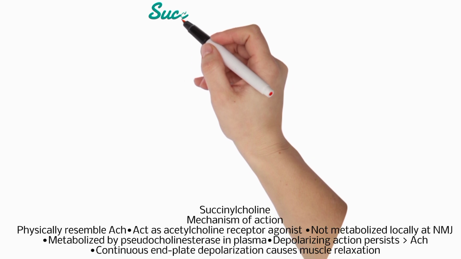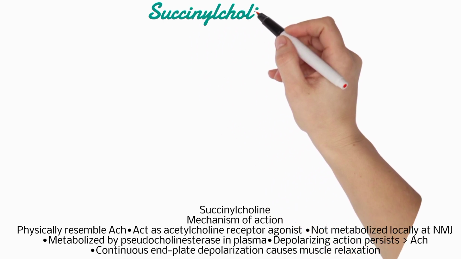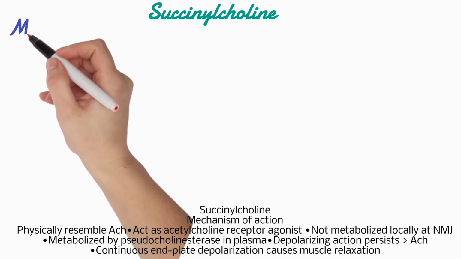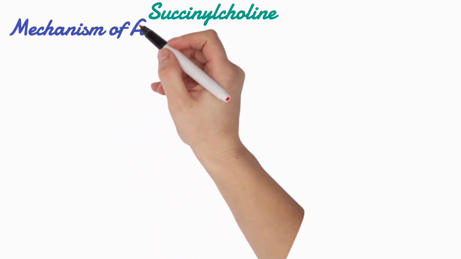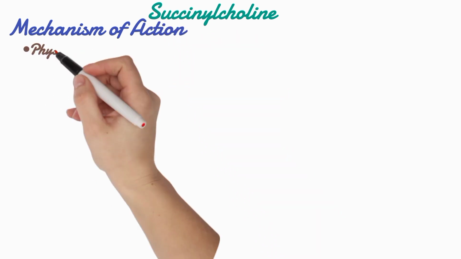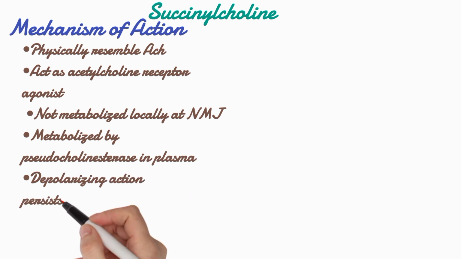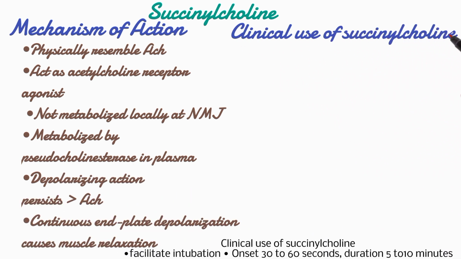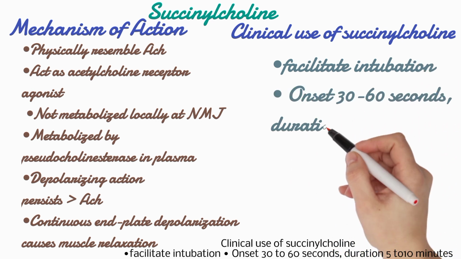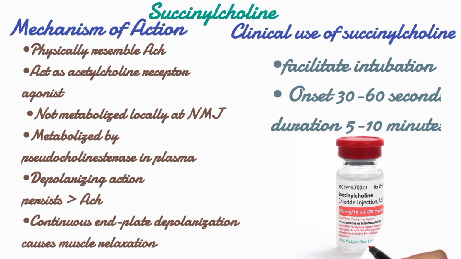Succinylcholine mechanism of action: it physically resembles ACh and acts as an acetylcholine receptor agonist. It is not metabolized locally at the neuromuscular junction, but is metabolized by pseudocholinesterases in plasma, so the depolarizing action persists. Continuous end plate depolarization causes muscle relaxation. Clinical use of succinylcholine: facilitate intubation, onset 30 to 60 seconds, duration 5 to 10 minutes.